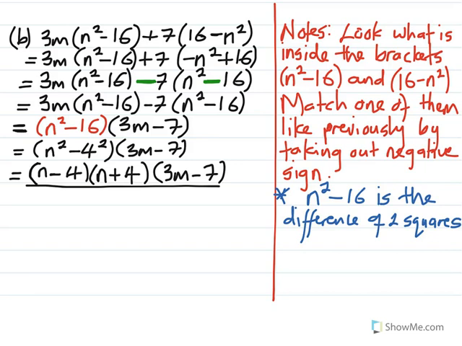Another problem that they can bring, let's look at this particular problem. It says 3m n squared minus 16 plus 7, 16 minus n squared. I'm going to write it again in a fresh board, and then we're going to try to solve it. But whenever you're referring to this, it has got notes that are written. You can come and look at it carefully, pause the slide, and you'll understand it much better.